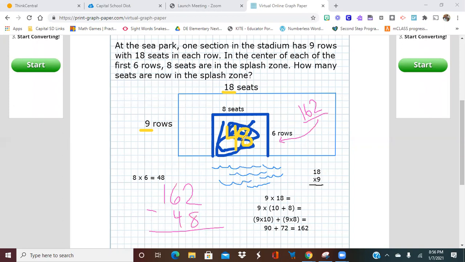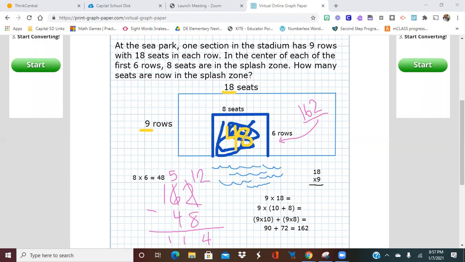2 minus 8. I can't do that, so I'm going to borrow. 6 tens, take 1 away. I now have 5. This becomes 12. 12 minus 8 is 4. 5 minus 4 is 1. And take away 1, take away 0 is 1. So that means there are 114 seats that are not in the splash zone.